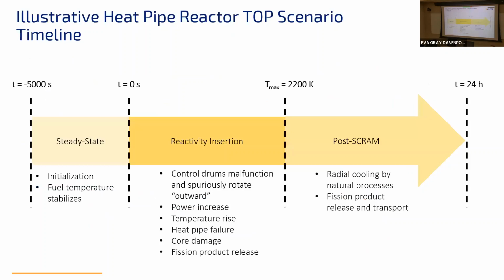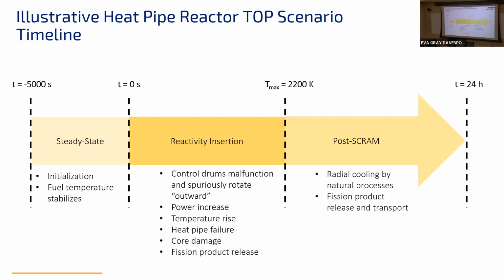We illustrated the heat pipe model. We essentially used what was a candidate or a paper reactor out there for a heat pipe reactor. INL Design A, I believe, was the reactor. For this type of system, one of the candidate scenarios we identified that led to more severe conditions was effectively a reactivity control event where control drums malfunctioned. And they basically spuriously rotated outwards.